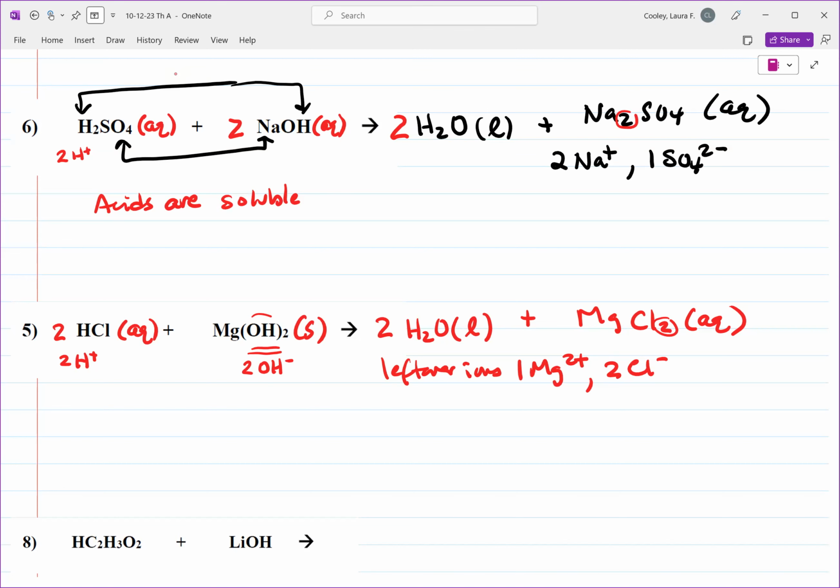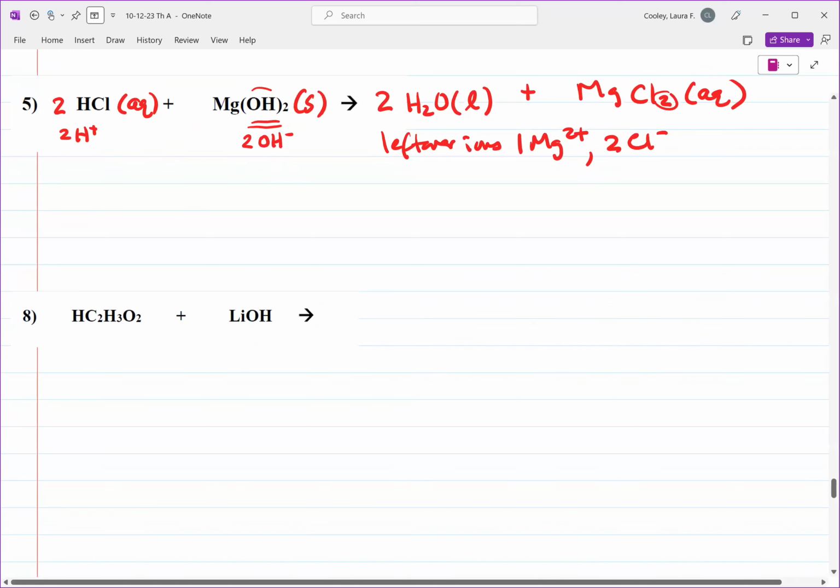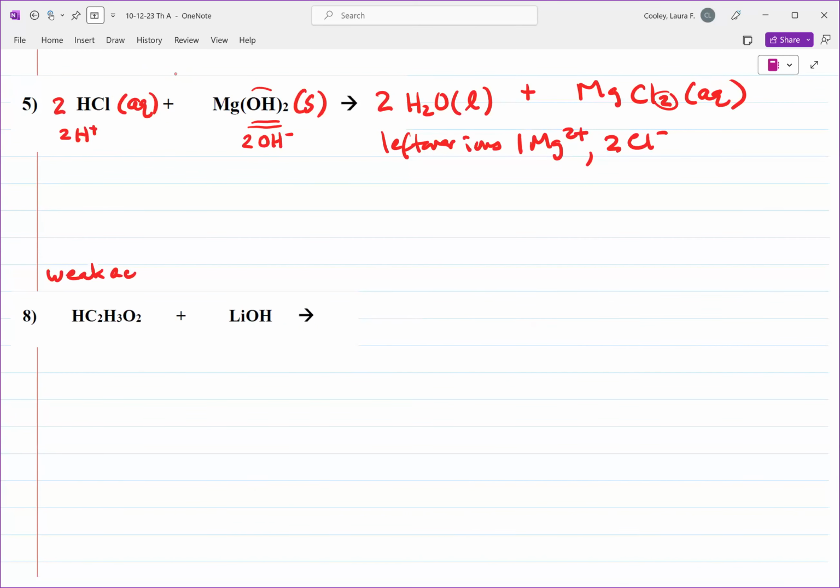Would you like to do number 8? All right, now 8 is a weak acid, but it's the same strategy. So you guys do that one.